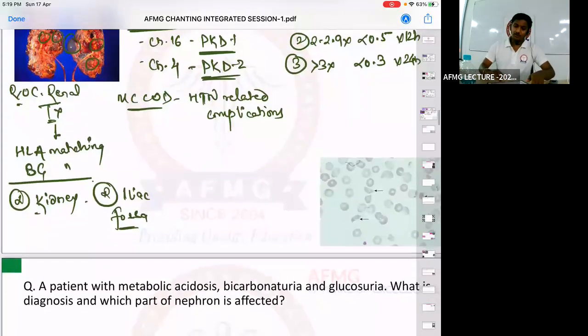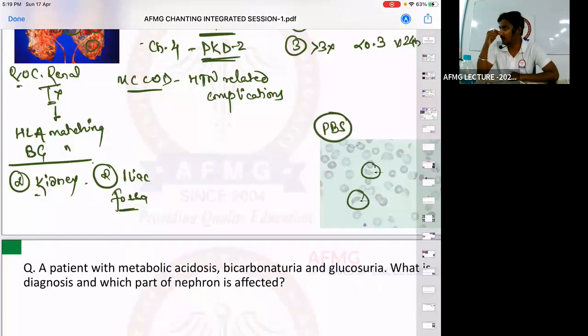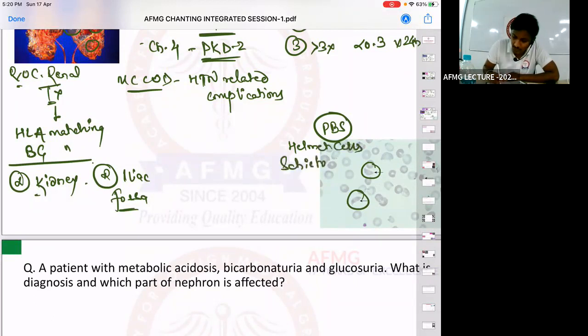Now, talking about this condition, guys, here you can see a peripheral blood smear, and on the peripheral blood smear we can see these RBCs are broken down. These broken down RBCs are called as... Hematology hasn't come yet, renal is still going on. Do you see sickle? Well done. These are called helmet cells, also known as schistocytes.